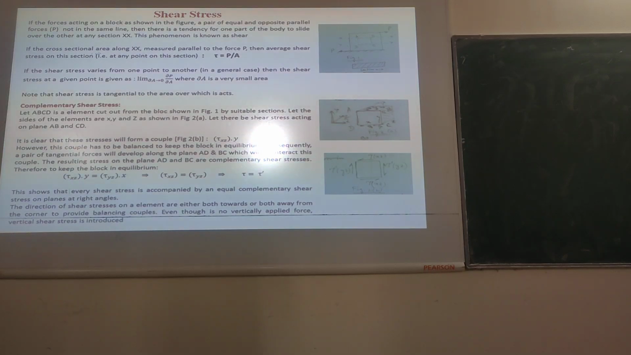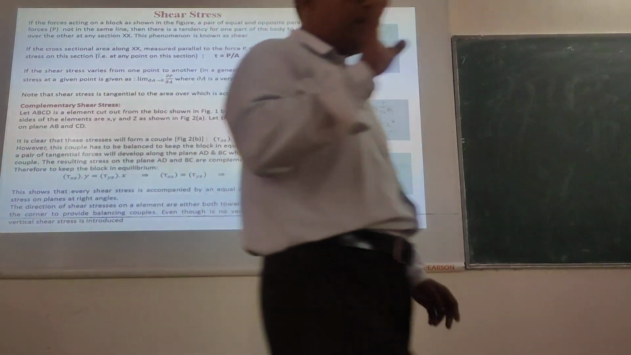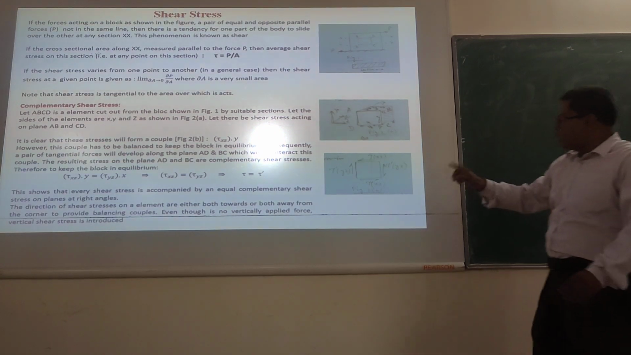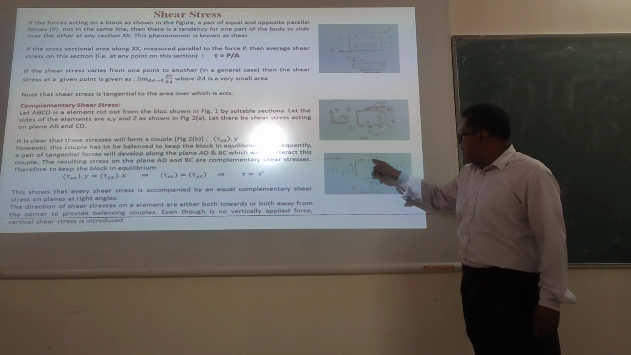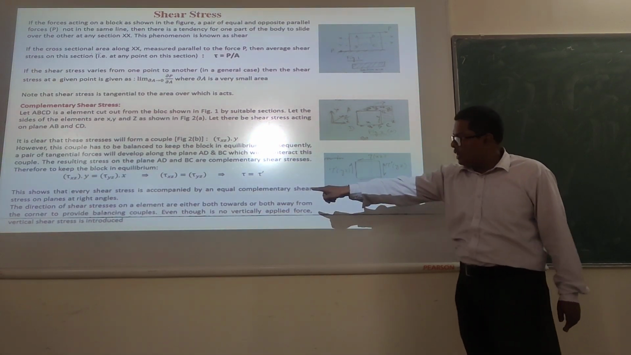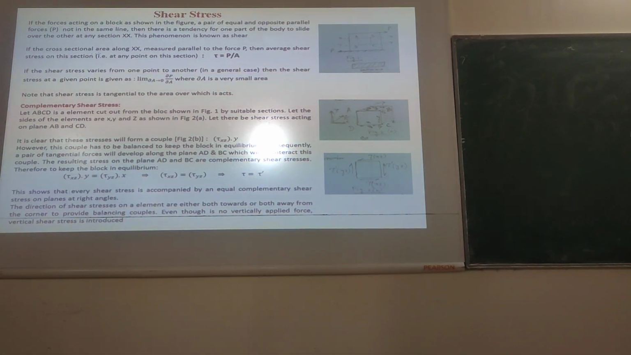And in which direction? At right angles to the original force direction of the shear. That's why I have written planes at right angles. Have you understood the complementary shear stress concept? Is it clear to everyone? Here, notation-wise, if this has an arrow in this direction, on the other face the arrow will be in this direction. That is what the last sentence says, because when there is an opposite couple, it will come like this.